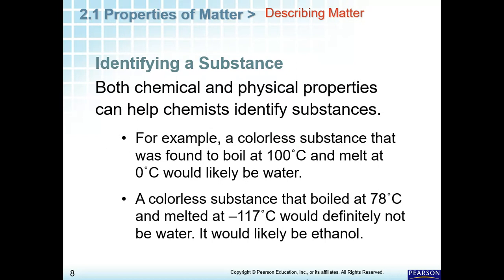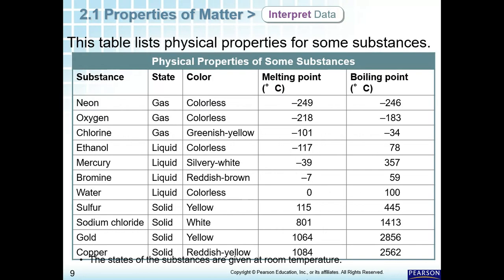Now, both chemical and physical properties are actually very beneficial for chemists and scientists because they help identify substances. And we're going to be doing this in a lab coming up where we look at physical properties of different things and we try to guess what object I gave you. For example, if I said I had a colorless substance that was found to boil at 100 degrees Celsius and melt at 0 degrees Celsius, we would probably say that it's water. Specifically, the sheet down here says water. We say that it's colorless, it melts at 0 and boils at 100, so we can see that it is water.